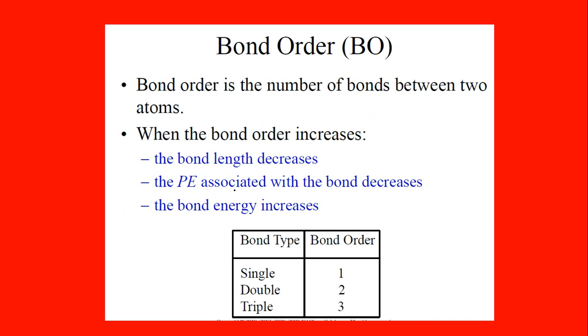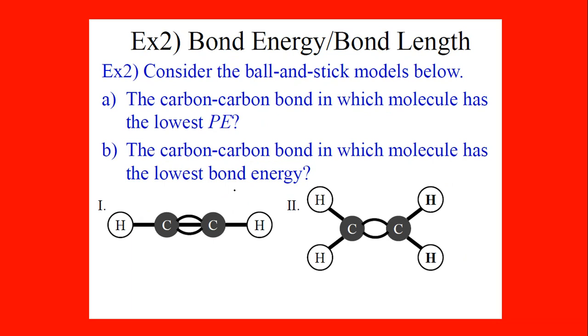So again, just remember when the bond order increases, as you go from single to double to triple, the bond length decreases, so it gets closer. The potential energy with the bond decreases because there's less room to get in trouble. And then the bond energy increases. It's a greater energy holding those two things together.